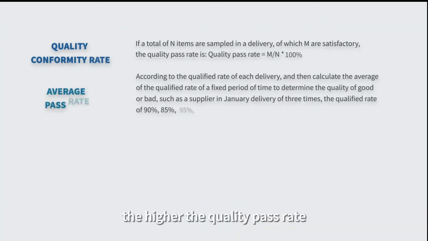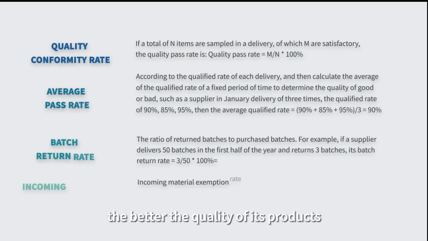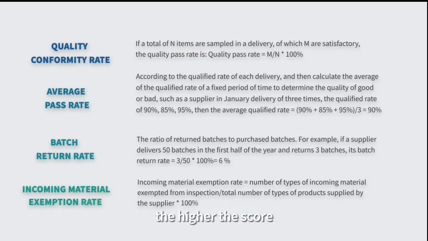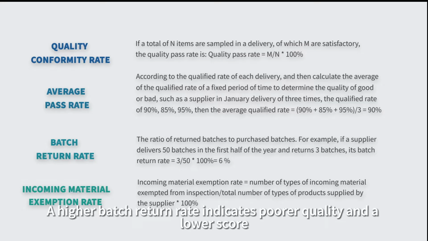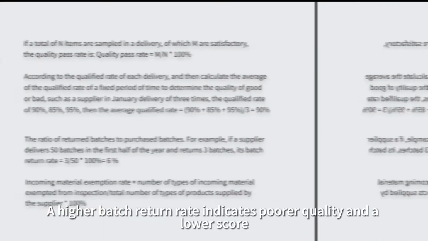Overall, the higher the quality pass rate, the better the quality of its products and the higher the score. The higher the pass rate, the better the quality and the higher the score. A higher batch return rate indicates poorer quality and a lower score.